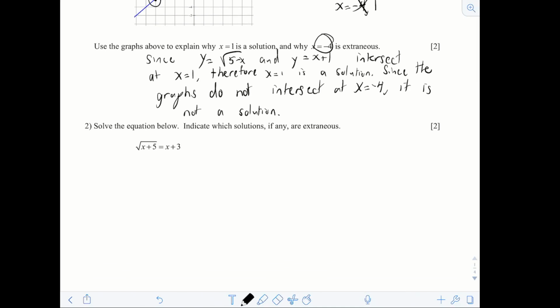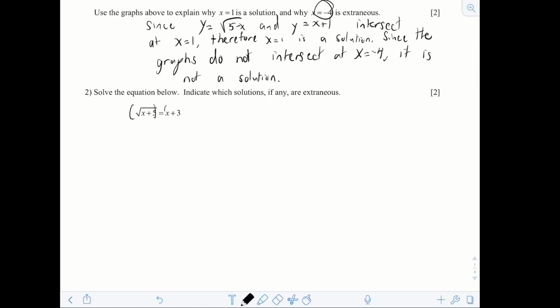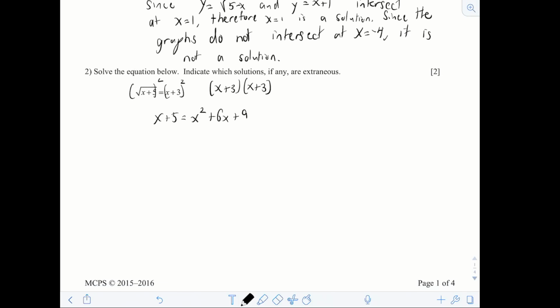Okay, it says solve the equation below and indicate which solutions, if any, are extraneous. I'm going to square both sides. When I square both sides, I get x plus 5 is equal to x squared plus 6x plus 9, because what we're really doing is x plus 3 times x plus 3. So we get 0 is equal to x squared plus 5x, and then we bring the 5 over, so we get positive 4. We get x plus 4 and x plus 1 is equal to 0, and x is equal to negative 4 and negative 1.